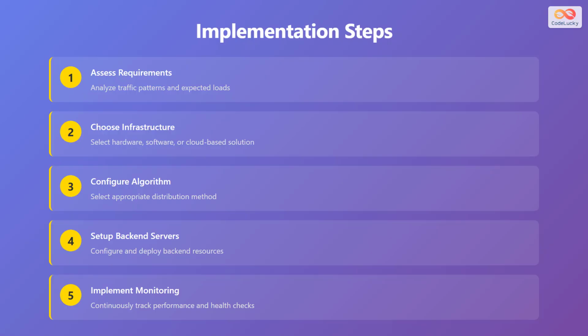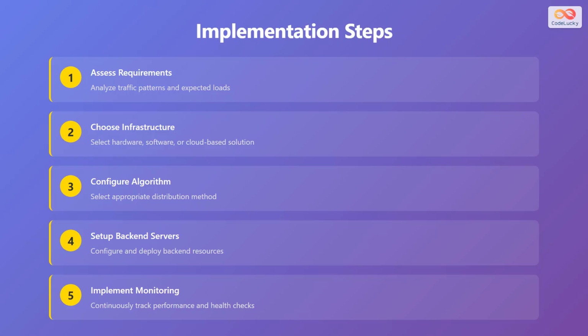Implementing load balancing involves 5 key steps. First, assess requirements by analyzing your traffic patterns and understanding expected load to determine what type of load balancer you need. Second, choose the right infrastructure for your use case, whether software, hardware, cloud-based, or virtual solutions.